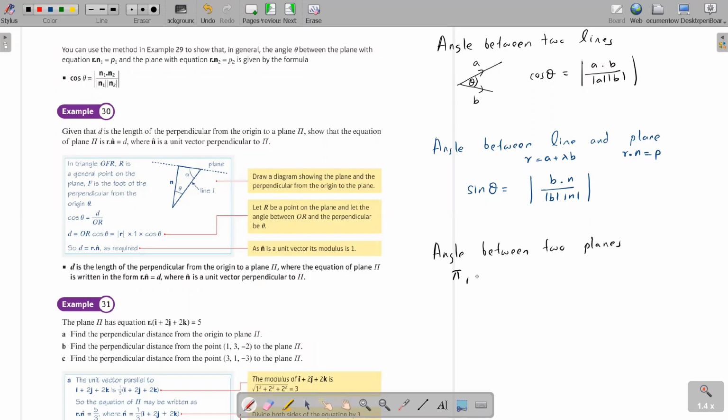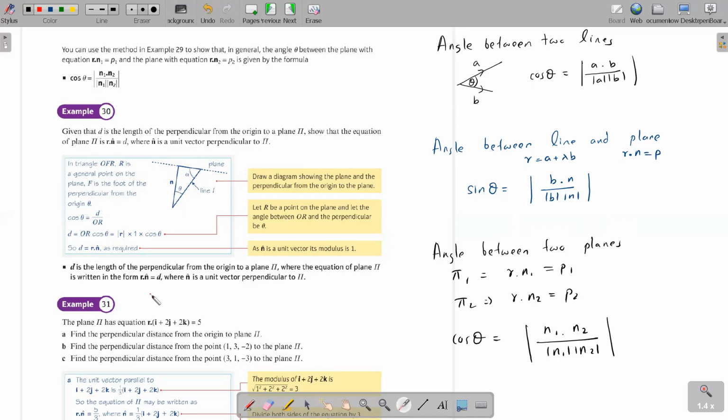So if your plane 1 has equation r dot n1 equal p1 and your plane 2 has equation r dot n2 equal p2, the angle can be found by cos theta equals n1 dot n2 over modulus n1 modulus n2, taking the modulus. Okay, is this okay, children? So this is almost the last part of the lesson. We just have one more thing.